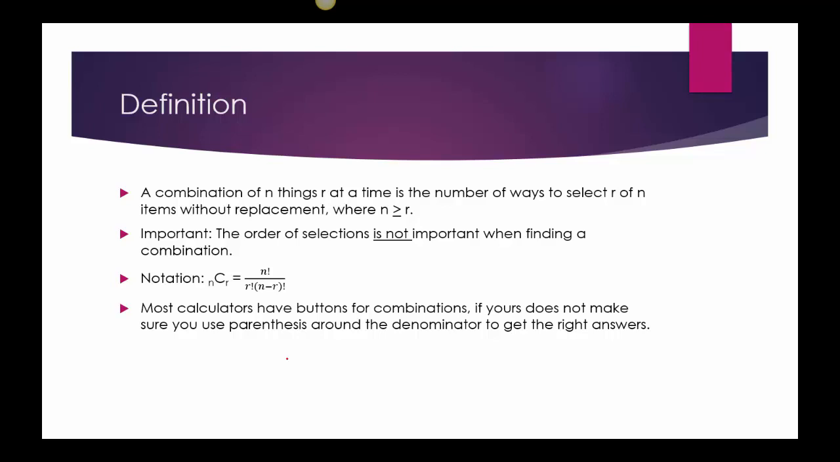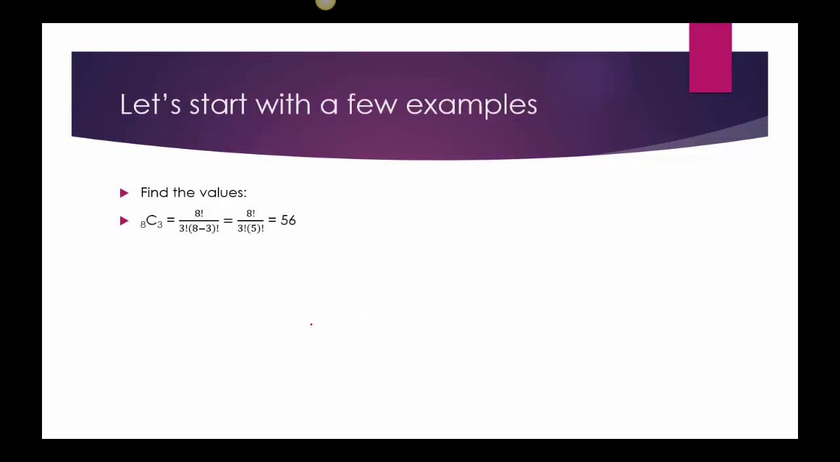Our notation is C for combination, so I have nCr now, and the formula is n factorial over r factorial times n minus r factorial. Again, I really want you to use the button on your calculator for combinations, because if not, things get ugly really quickly without using parentheses correctly. If I were to put this on my calculator, I would have to add another set of parentheses around the bottom to get it to do the combination correctly. So if you decide you want to do it that way, know that you need one more set of parentheses that isn't shown right now.